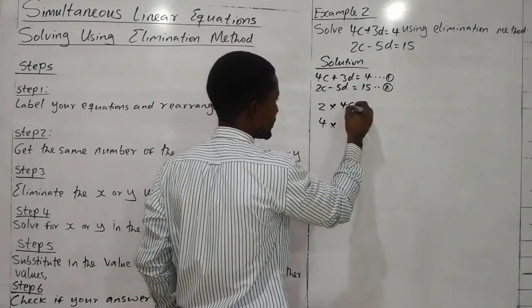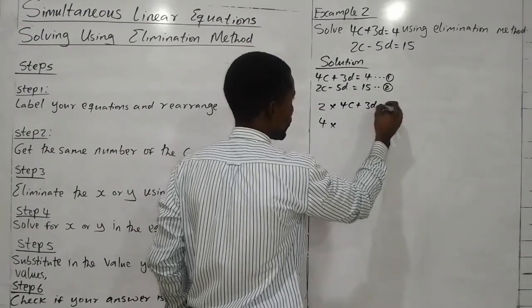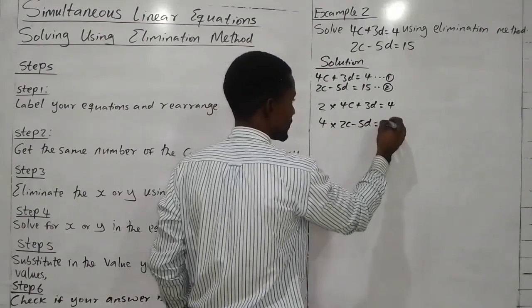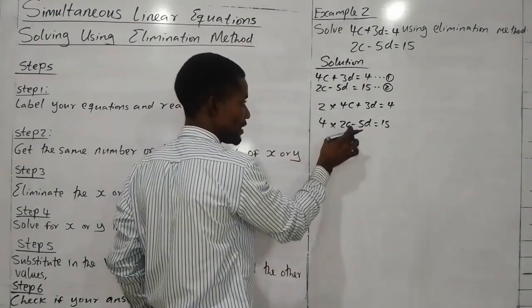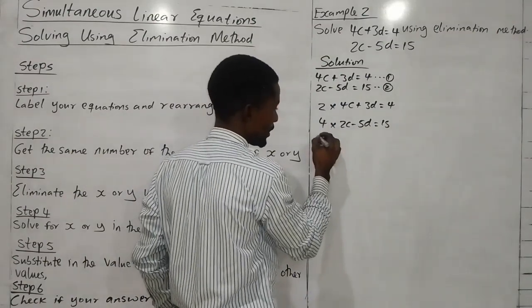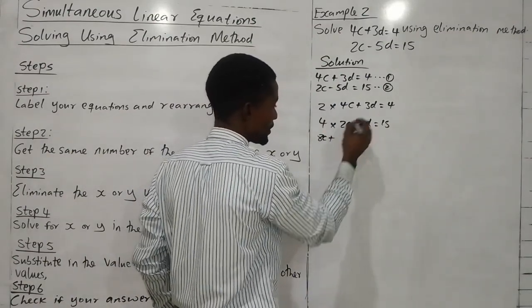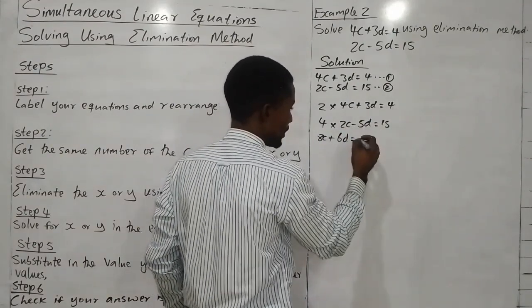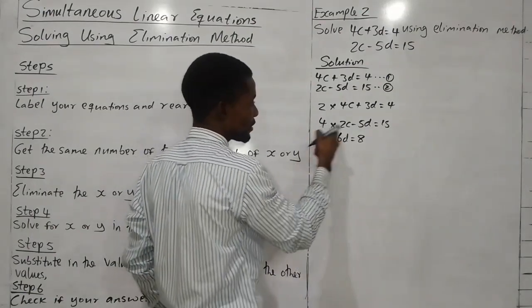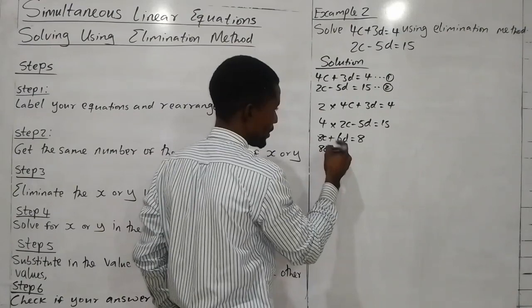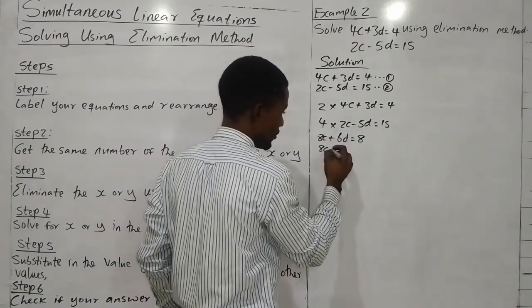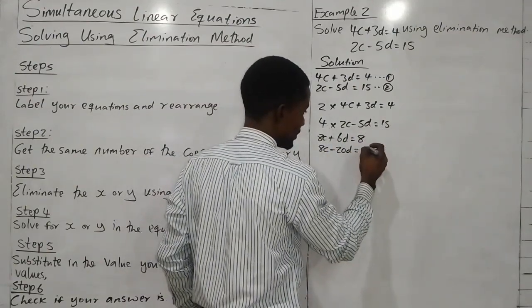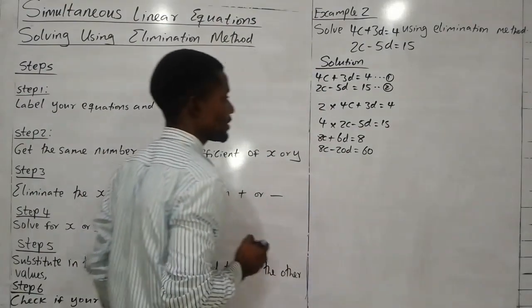What is my equation 1? 4c plus 3d equals 4. 2c minus 5d equals 15. Now, let's make the coefficient of c here the same. 2 times 4 will give me what? 8c plus 2 times 3, that will give me 6d, equals 2 times 4, that will be 8. The next one is 4 times 2c, that will give me 8c. 4 times minus 5d, that will give me minus 20d, equals 4 times 15, that will give me 60.